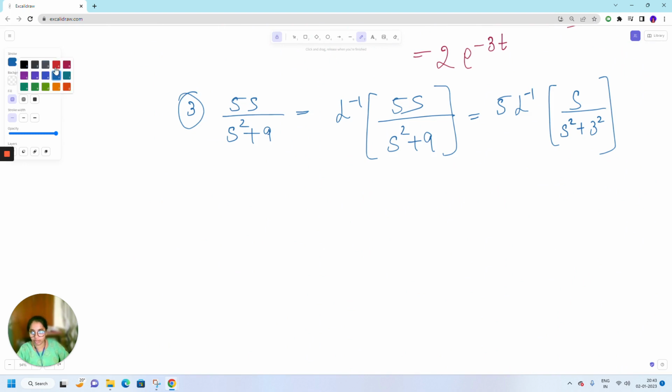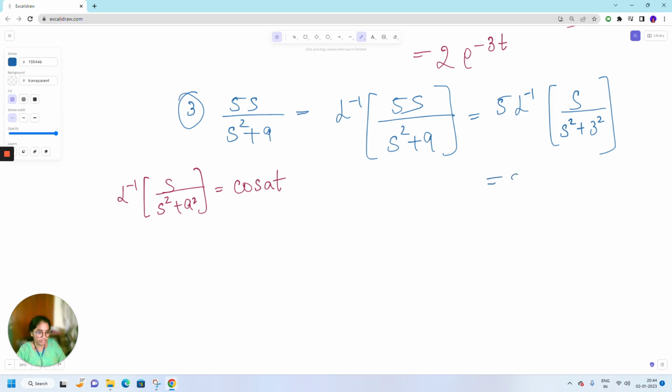I'll just write down the formula. That is Laplace inverse of s divided by s square plus a square is equal to cos at. So our answer would be 5 into cos, in place of a I have 3, so that would be cos 3t. Okay, so the next question is the fourth one.